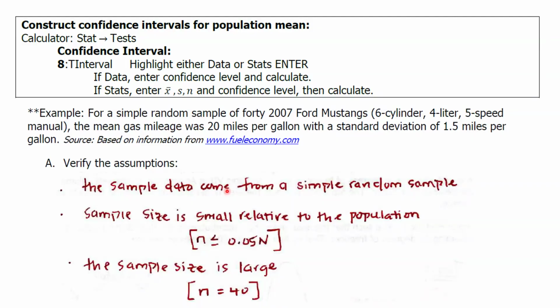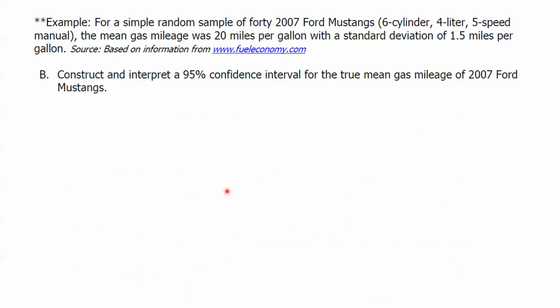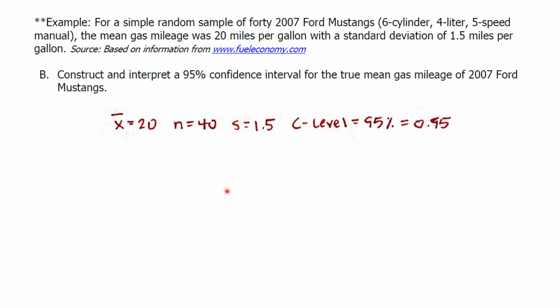For B, we're asked to construct and interpret a 95% confidence interval for the true mean gas mileage of the 2007 Ford Mustangs. So we are given X bar, which is 20, n, which is 40, s, which is 1.5, and our confidence level is 95%, so written as a decimal, it is 0.95. Now we can use the T interval on the calculator to find our confidence interval. So let's do that.